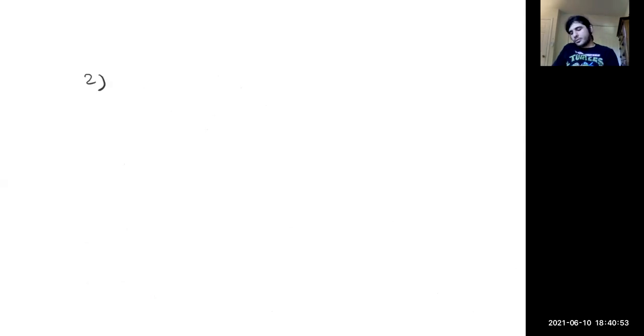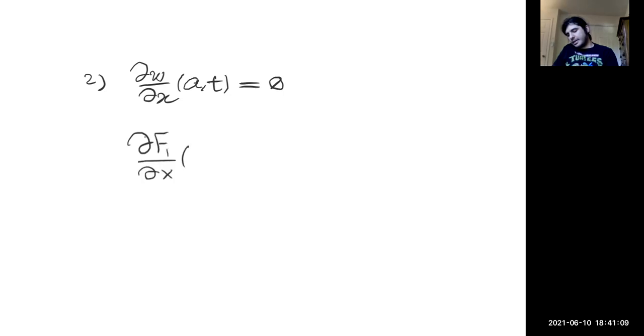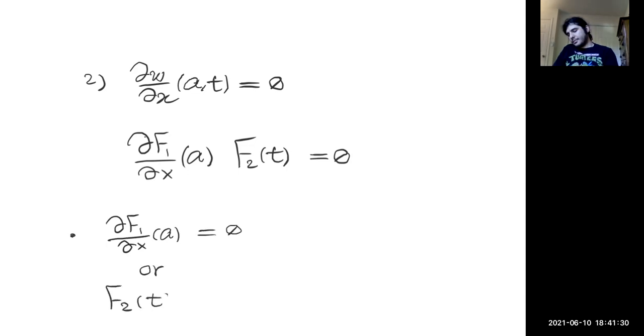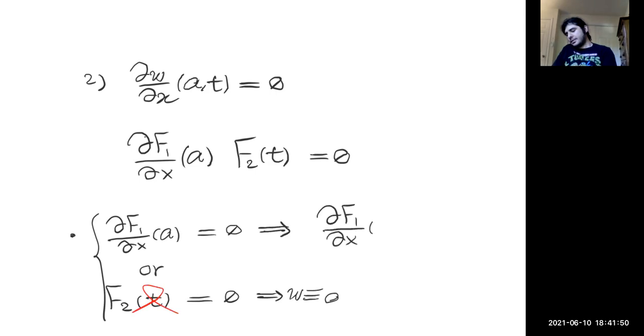The second boundary value condition was derivative of w with respect to x at the point a and t is equal to 0. Now, derivative of w with respect to x is equal to derivative of f1 with respect to x at the point a times f2 of t is equal to 0. Again, multiplication of two terms is equal to 0. It means either the first one is 0 or the second one is 0. Well, again, if the second one is 0, w would be 0. We don't want that. Therefore, the first case is the acceptable one. Derivative of f1 with respect to x at the point a should be 0.